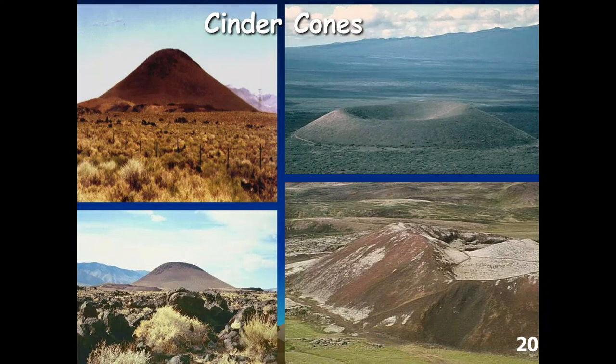Here are some views of particular types of cinder cones. And again, they all take on the characteristics of very steep type flanks, very small in size, relatively speaking, when you compare it to composite cones. And again, they're 600 to 1,000 feet high.